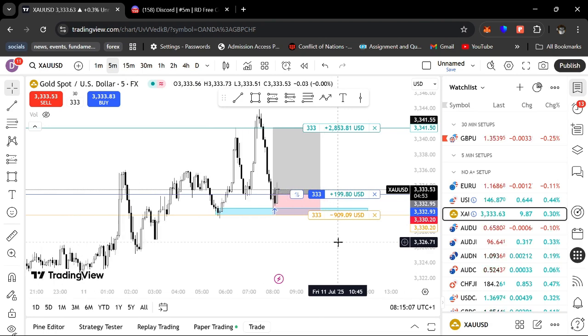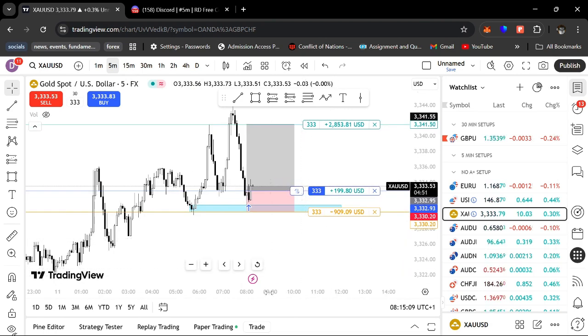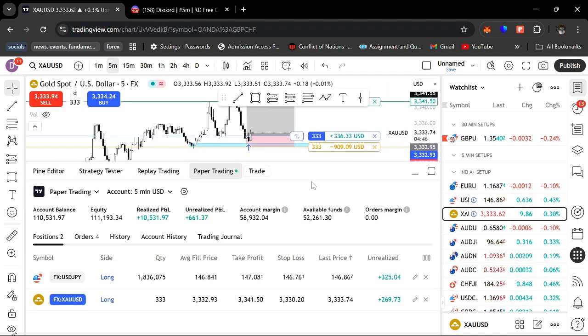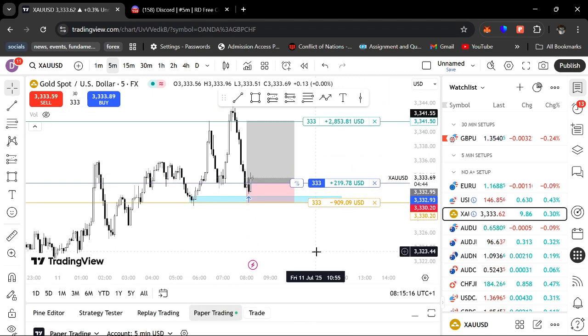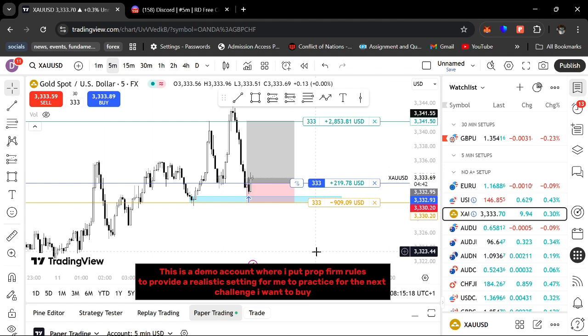This is just an update on the challenge I'm doing, trying to trade the 100k prop firm and simulating the rules that you normally find on prop firms. So I'm trying to increase this account by 10% for phase one. Then for phase two, I'll increase it by 5%.